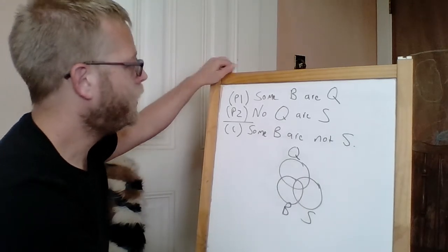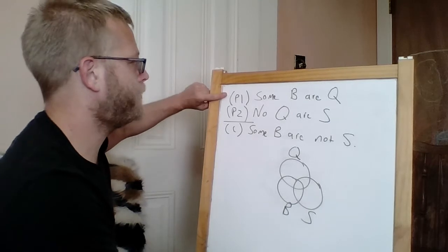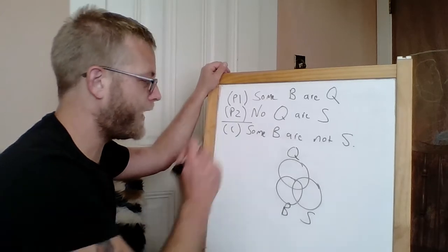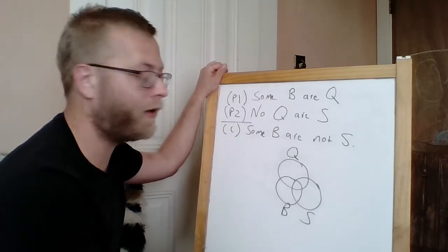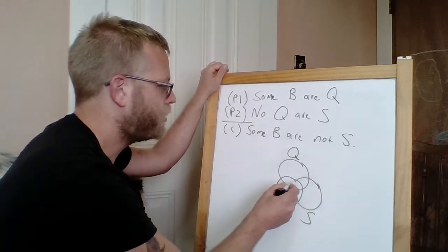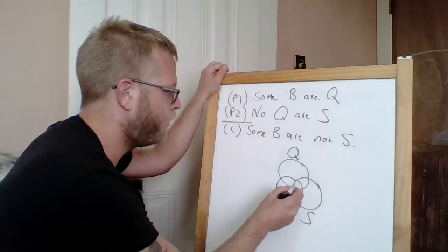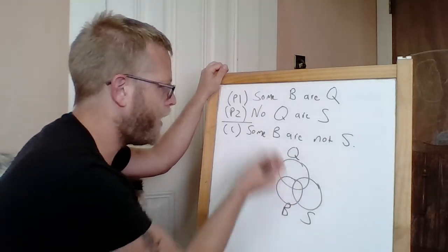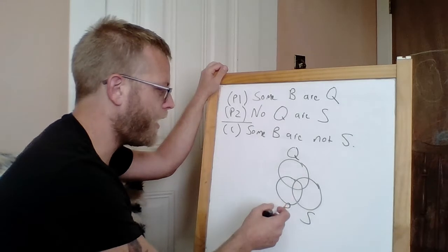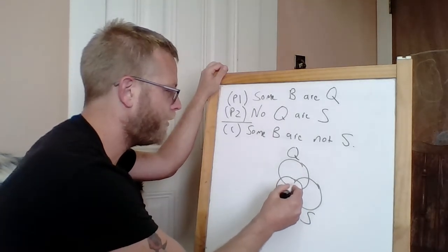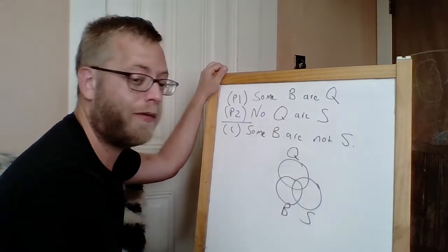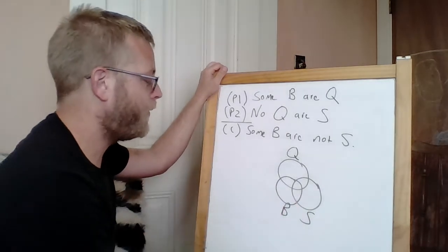Okay, no problem there. The problem is when we try to plug in our first premise, some B are Q. Now remember, for that we take a little X and we put it in the overlap between B and Q. We want to say that there's at least one member of the B group who's also a member of the Q group. So we put it somewhere in this overlap. However, the premise does not tell us whether it's also in the S group or not. We don't know. That X might have to be put over here. It might be the case that that member also has to be a member of S. So right now, we don't know where to put it.